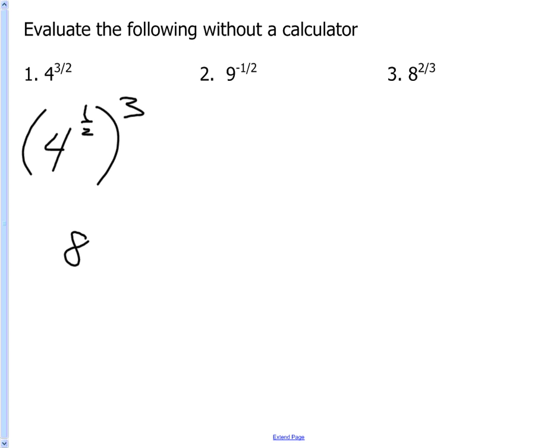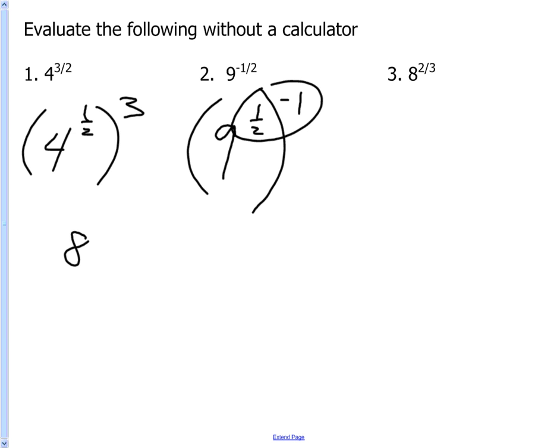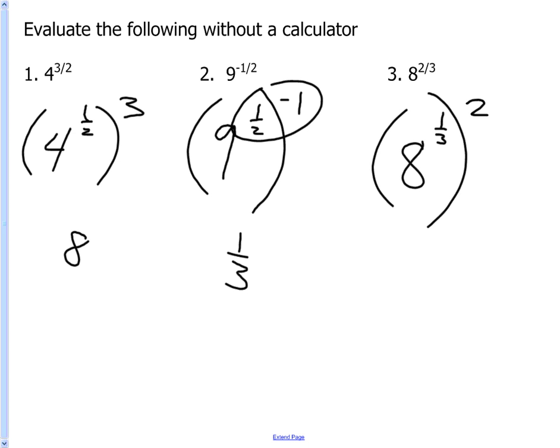This one, 9 to the 1/2 to the, what do you think I'm going to put? -1, because these two multiplied give you -1/2. And that's 3, and then the -1 makes it flip, 1/3. Get that? 8 to the 2/3, that's 8 to the 1/3. Always make it smaller first and then make it bigger. 8 to the 1/3 is 3, or no, 2. 2 squared is 4.